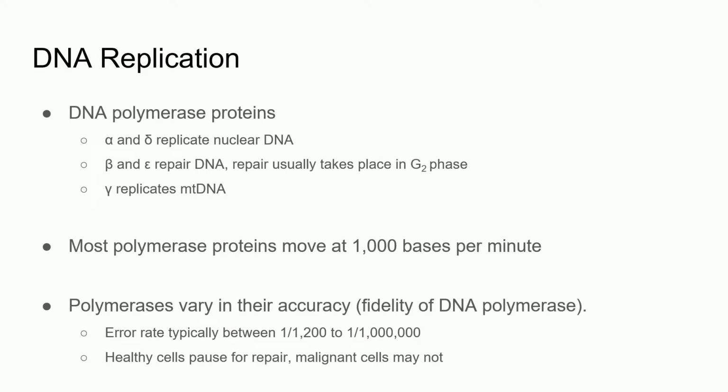It is helpful to know that different polymerases exist. Alpha and delta replicate nuclear DNA. Beta and epsilon are responsible for DNA repair, and gamma polymerase replicates mitochondrial DNA. Polymerase accuracies vary from one type to another. Although errors can occur, the cells have intrinsic mechanisms for repair to address these errors. Tumor cells may lose this repair ability, such as in the case of microsatellite instability or MSI tumors. We will discuss microsatellite instability in more detail in Part 2.